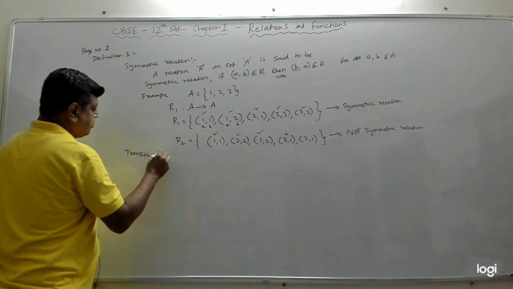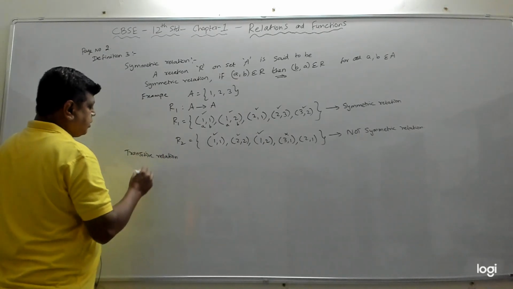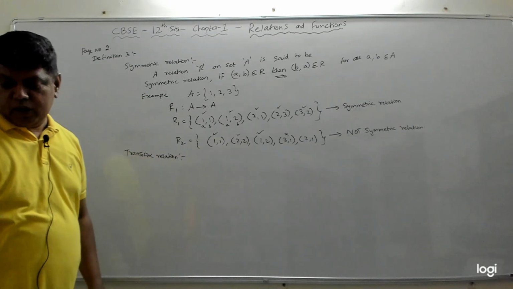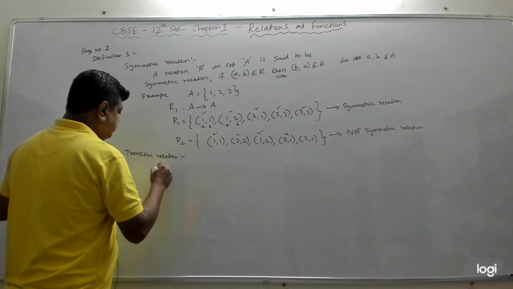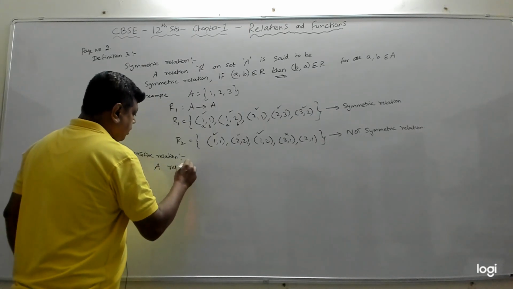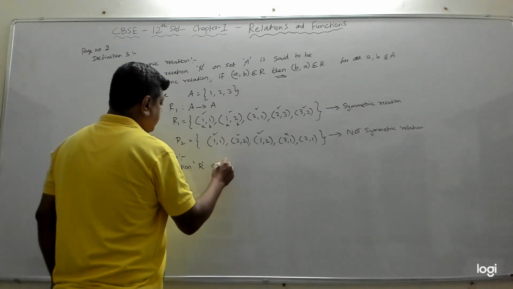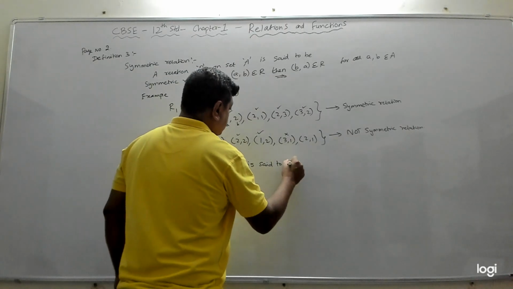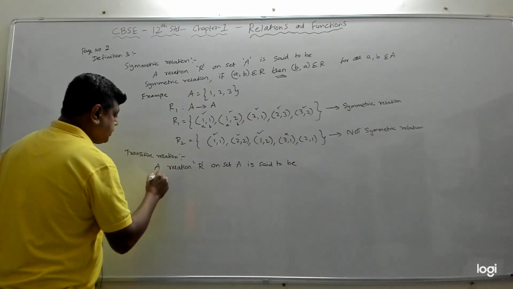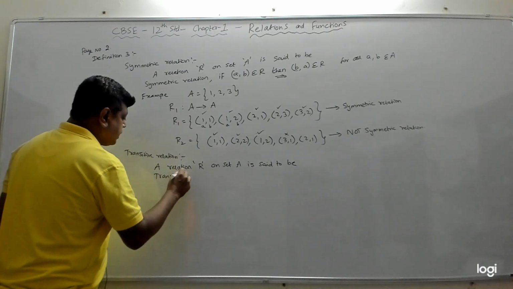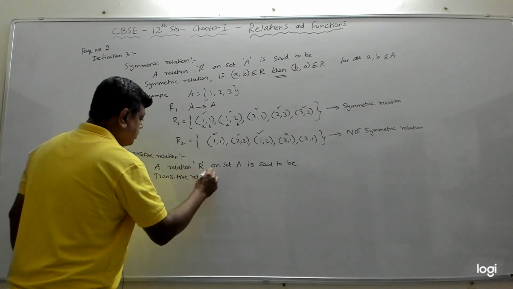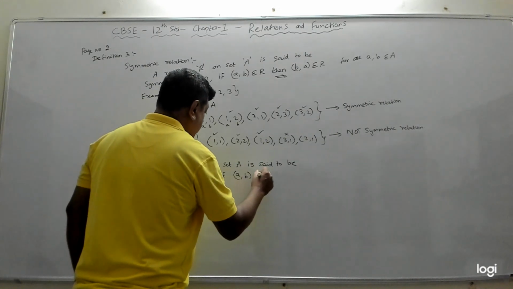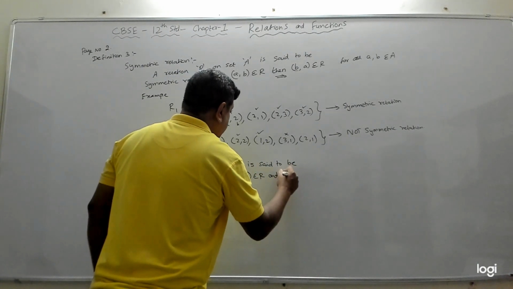Transitive relation. The next type of relation is transitive relation. Now, a relation R on set A is said to be a transitive relation if A comma B belongs to R and B comma C belongs to R.